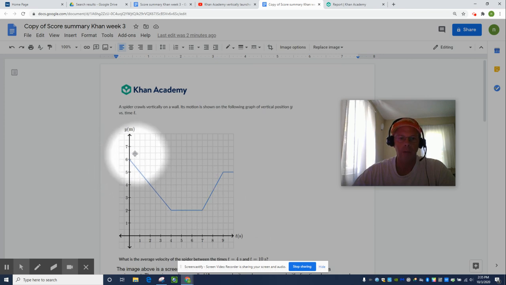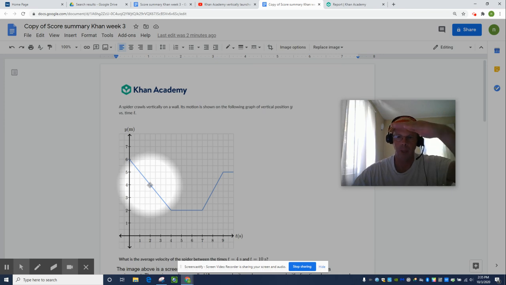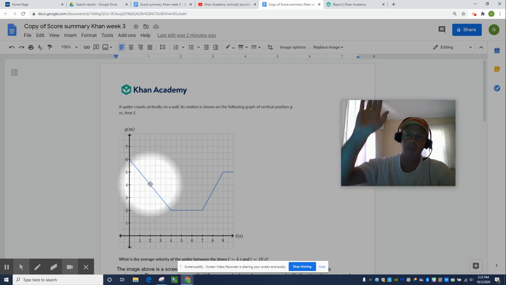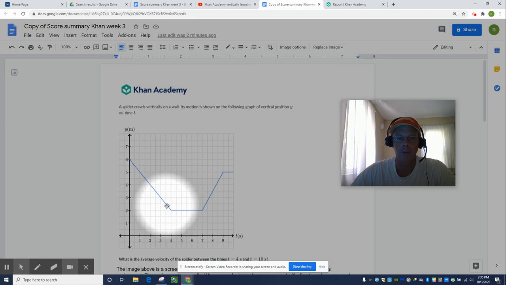At 0 seconds, the spider's initial position is 6 meters above the ground. Then 5 meters at 1 second, 4 meters. So the spider is dropping from high to low, assuming our normal frame of reference. The ground is usually 0 meters and up is usually positive y, but not always.